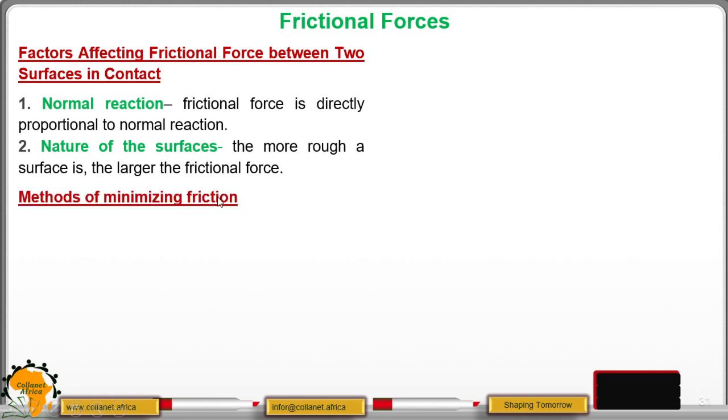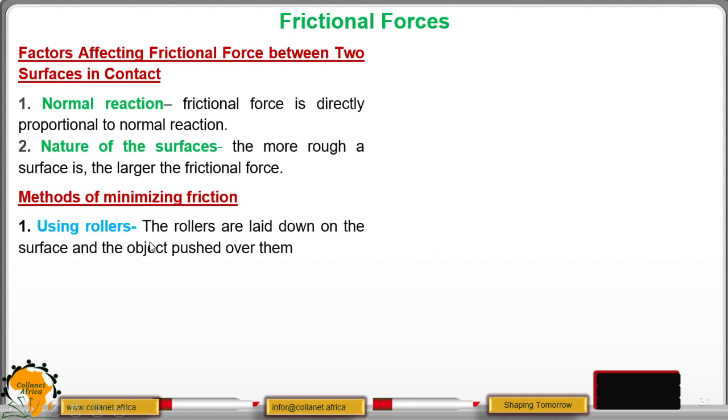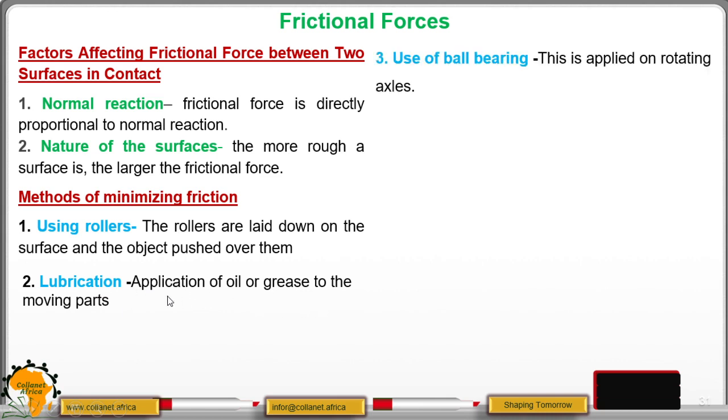How do we minimize this friction? We have several methods. One, we use rollers. For example, if you are moving heavy crates, you just place them on rollers and they move easily. The rollers prevent the two surfaces from coming into contact, and therefore the friction force is minimized. Then number two, we use lubrication, which is the application of oil or grease to the moving parts.